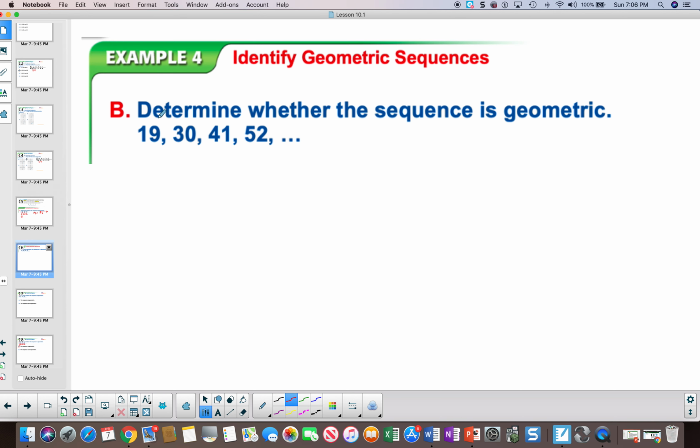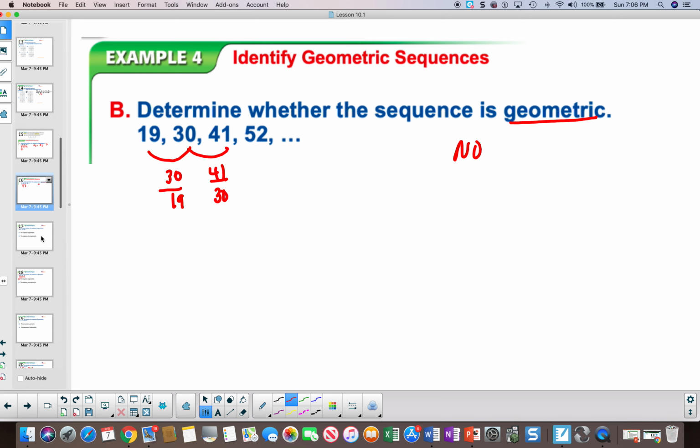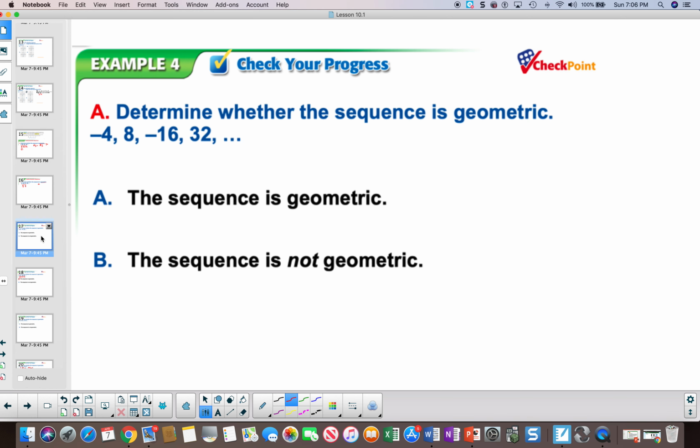Let's take a look at this one. The ratio would be 30 divided by 19. This is a prime number, so we can't do anything. Now to compare the ratio from here to here, that's 41 out of 30. Now this ratio is not the same as this ratio, so the answer is no. It is not geometric because I'm not seeing a common ratio. All right, you decide.